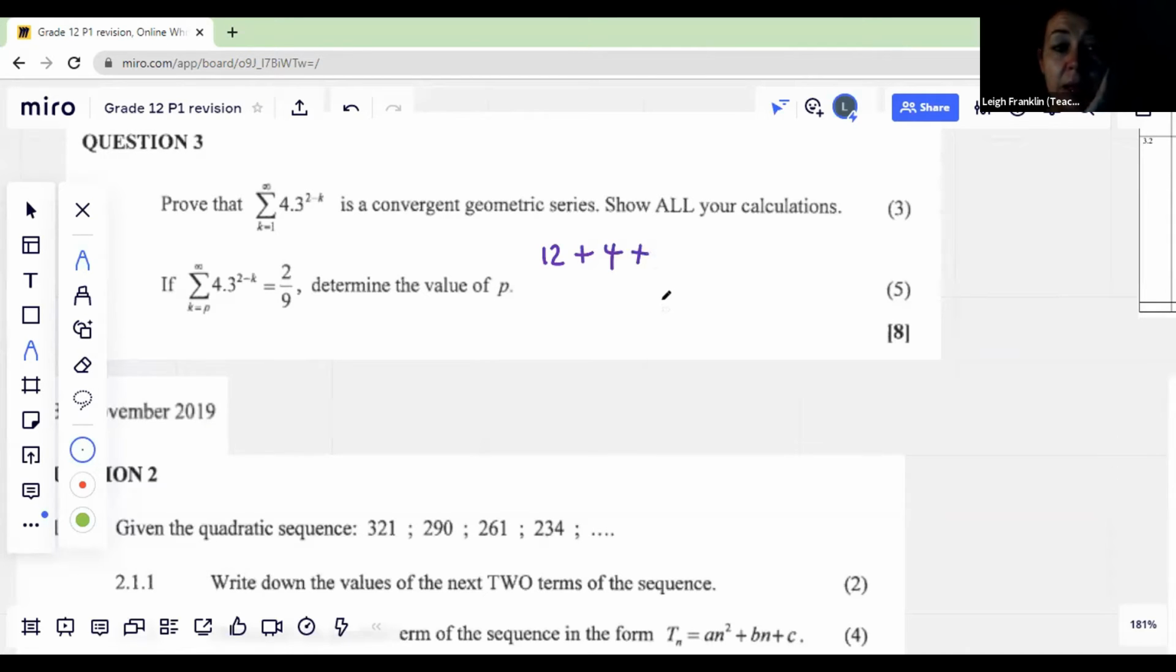Now, always try and do 3, okay? So what do we get when we sub in 3? Because we started at 1, so we subbed in 1, we got 12, we subbed in 2, we got 4. When we sub in 3, what would we end up with? Indeed, okay? So this means, Matrix, that A is equal to 12, right? If we want to prove that a series is convergent and that it's geometric, what do we need to show?